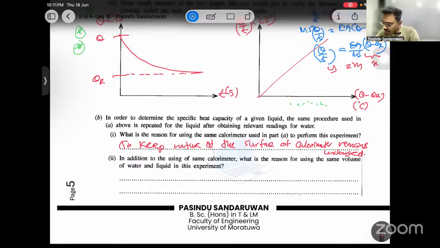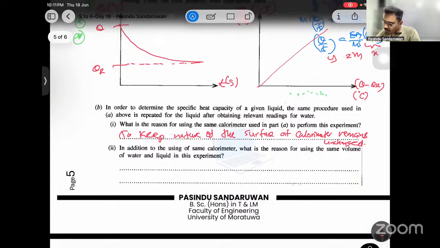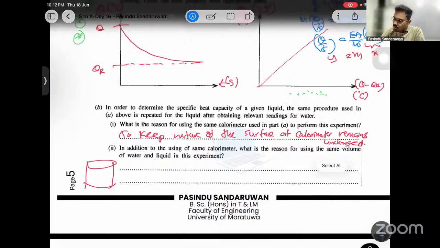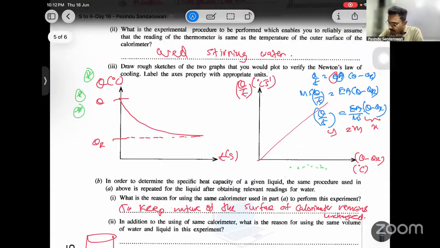Second one, in addition to using the same calorimeter, what is the reason for using the same volume of water and liquid in the experiment? Same volumes of water and liquid. So what happens is, when this is in the calorimeter, we have to keep these areas. To address this, area open to atmosphere in law of cooling. Area open to atmosphere, right?